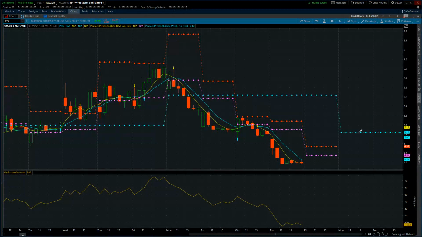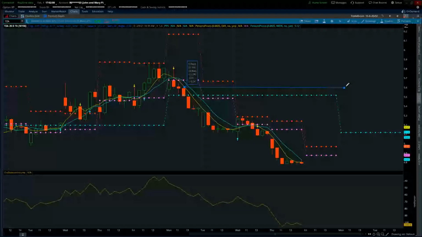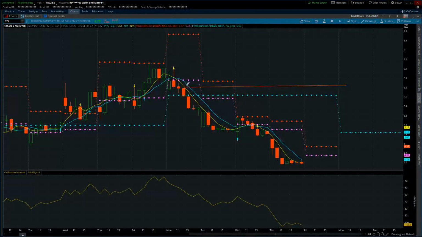If the daily pivot gets back above the weekly pivot, it's telling me mathematically we have a new defined trend in the market, and it may give you a nice boost. Bottom line, when the daily pivot falls below the weekly pivot, it's telling you structurally, man, this thing's got problems.